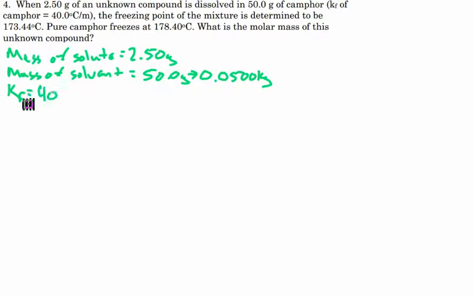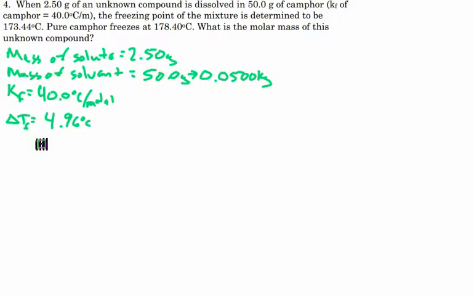The Kf is 40.0 degrees Celsius per mol. And then we've got two freezing points. We've got the freezing point of the mixture, and then a freezing point of our pure camphor, just our solvent here. So this is going to give us a delta T, the change in our freezing temperature. And it turns out if we do the math, we subtract the smaller from the bigger, this will give us 4.96 degrees Celsius.